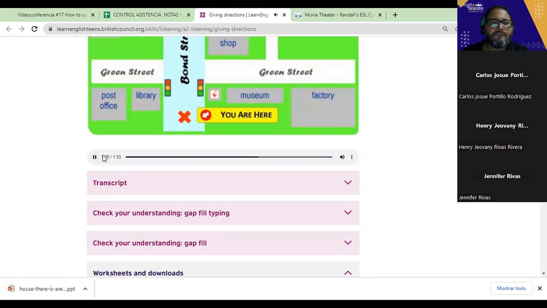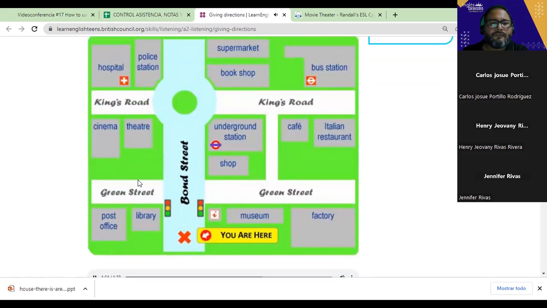D. Go straight on, go past the traffic lights, and take the second right onto King's Road. Go past the bookshop. It's the building next to the bookshop, opposite the cafe.